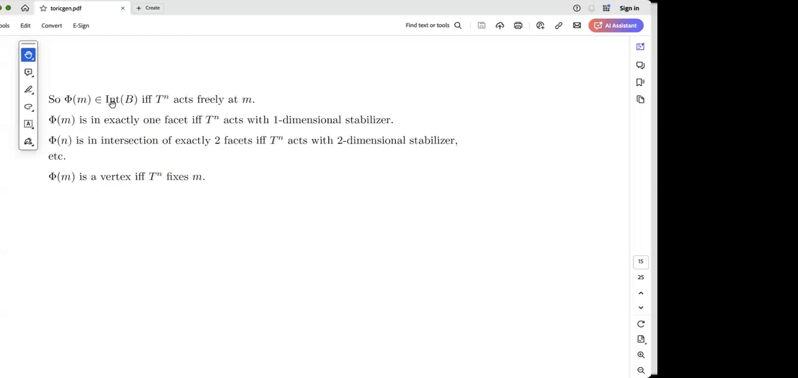So phi of m is in the interior of delta if and only if T to the n acts freely at m. Also, phi of m is in exactly one facet if and only if T to the n acts with one-dimensional stabilizer. Phi of m is in the intersection of exactly two facets if and only if T to the n acts with two-dimensional stabilizer, and so on. Phi of m is a vertex if and only if T to the n fixes m.